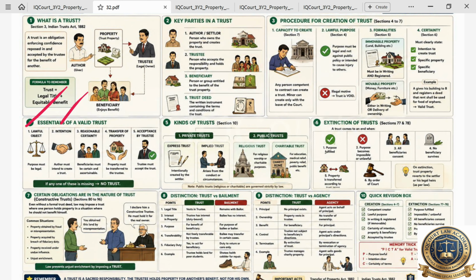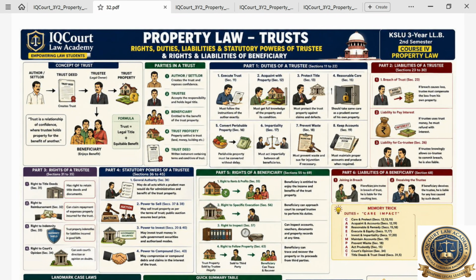The essentials: there should be a lawful object, a reasonable class, certainty, transfer of property, and acceptance by the trustee. He must accept it to become a valid trust. So you have to write the difference also: trust and agency, trust and bailment. Rights and duties also you have to write: duties of the trustee, liability of the trustee, beneficiary's duties, and beneficiary's liabilities also.